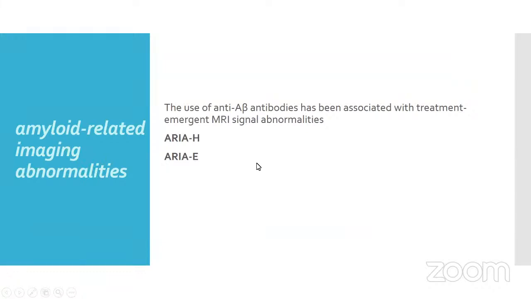They found that when they started giving those patients anti-amyloid antibodies, it was associated with some kind of changes in the MRIs, radiological changes. These radiological changes were in the form of either H or E. That's why they classified it into ARIA-H or ARIA-E. ARIA is an abbreviation for amyloid-related imaging abnormalities, H for hemorrhage or hemosiderin, E for edema or effusion.